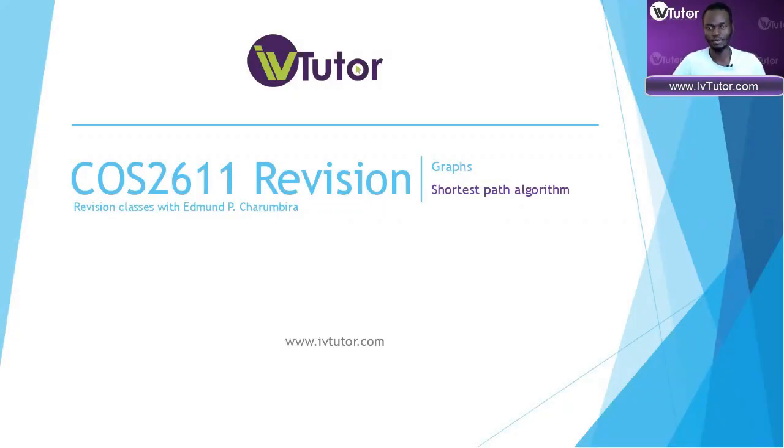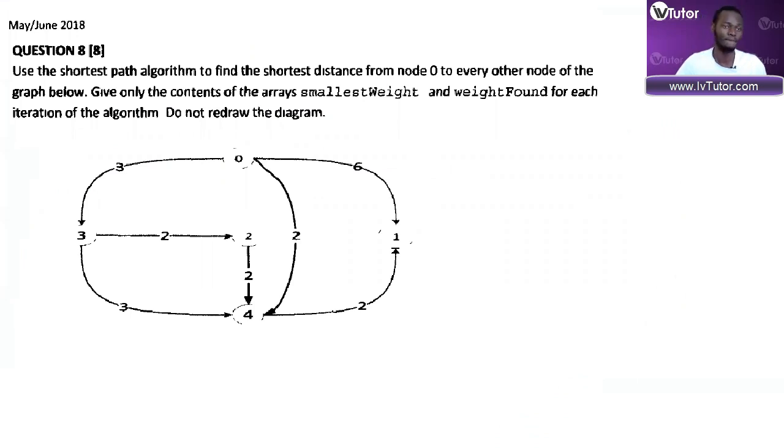In this video, we want to look at graphs, and we're going to be looking at the shortest path algorithm. The best way to explain this is to just do examples, so let's just go straight into questions. Okay. So what you see here is a graph.